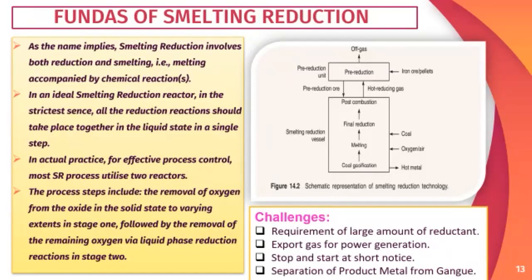Now, speaking of the challenges, the smelting reduction process consumes a large amount of reductant such as coal. Export gas for power generation is required. Stop and start of this process is done at ease, unlike the blast furnace. Next slide, please.